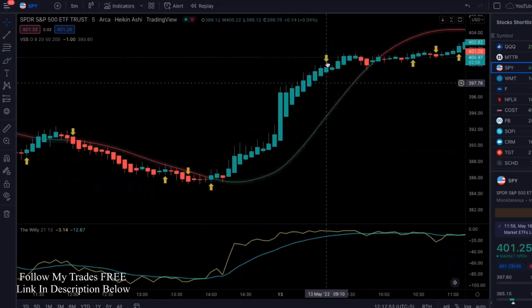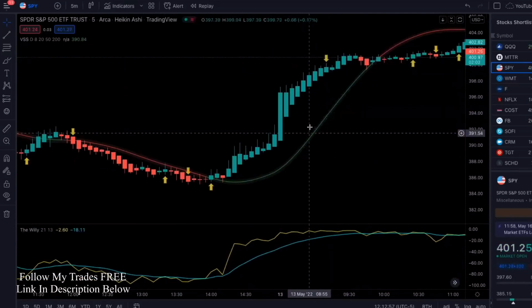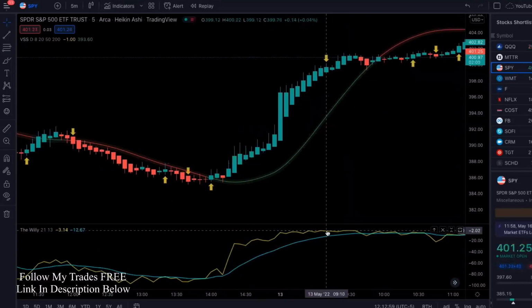This is not a trade because, yeah, you got a down signal to sell, but the line is green, it's trending up, and the yellow line is still above the blue line. It hasn't crossed over yet.